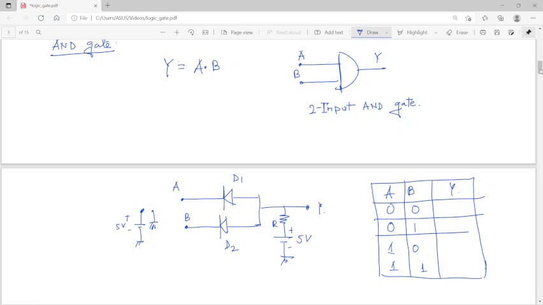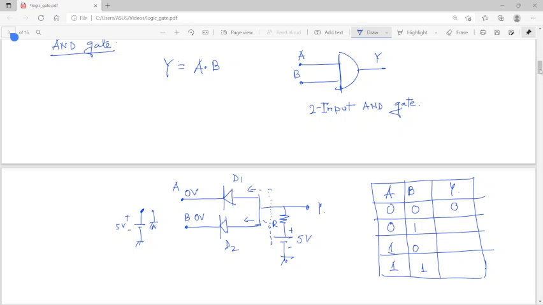So when 0 0, what will happen? That means this point is 0 volt, this point is 0 volt. The battery is connected there, so current will be flowing like that. When the current is flowing through that, I am not getting any voltage across the resistance, because D1 is forward biased and D2 is also forward biased. So no voltage is found at the output, so I am getting 0.